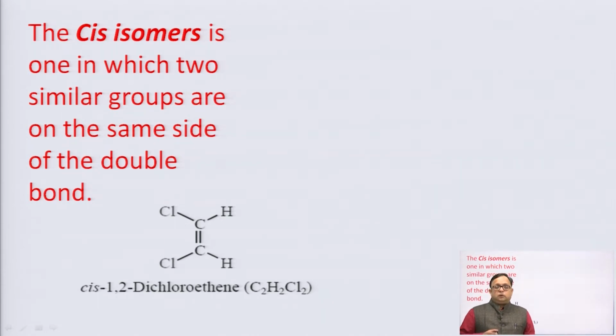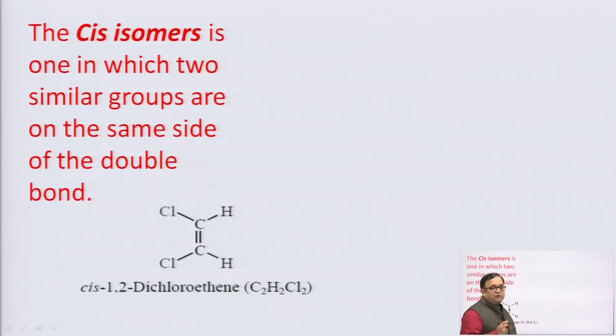Now, there are two types of isomers, cis and trans. Which structure are we calling cis and which structure are we calling trans? The cis isomer is one in which two similar groups are on the same side of the double bond.